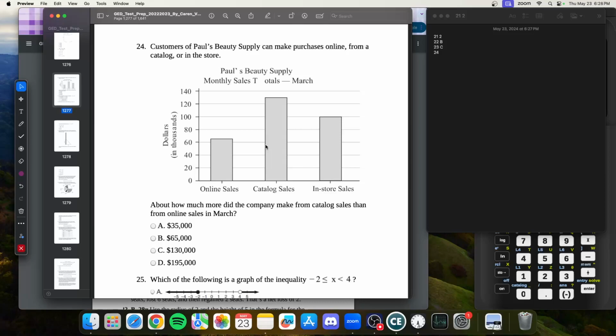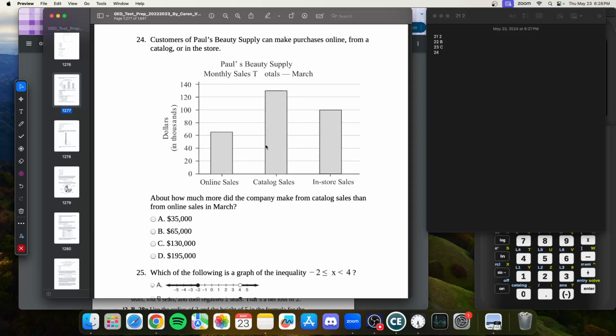Why does this question feel like it's from 1980? Who's buying stuff from catalogs? That's ridiculous. I feel like if I went to a store and said, can I get your catalog? They would just be like, what in the world? They're just like, just go on the website. It's fine. They got a catalog.